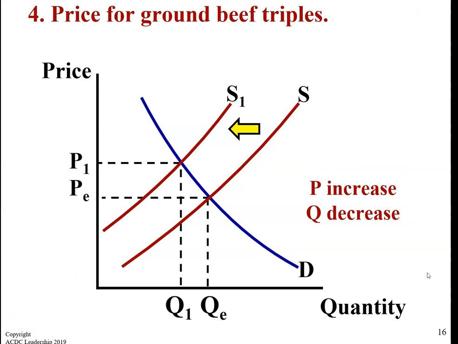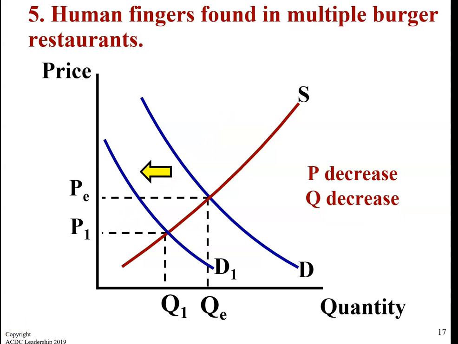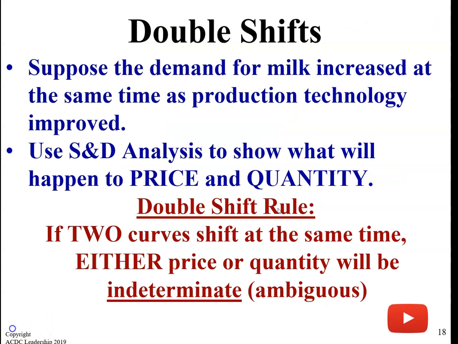If the price for ground beef triples, you need ground beef to make hamburgers. So the supply is going to shift to the left, price is going to go up, and the quantity is going to decrease. Okay, in kind of a gross example, if you had human fingers found in multiple burger restaurants, the demand would definitely decrease, the price would decrease, and the quantity would decrease.